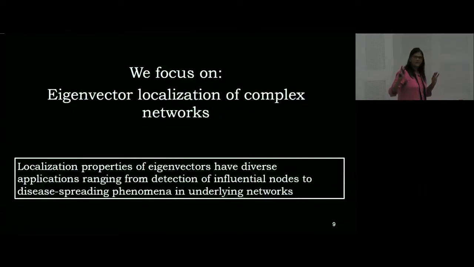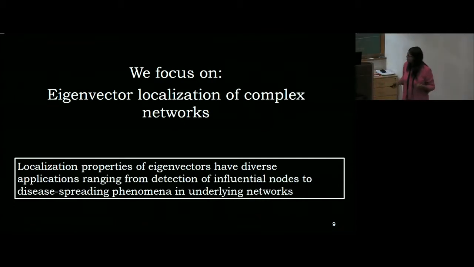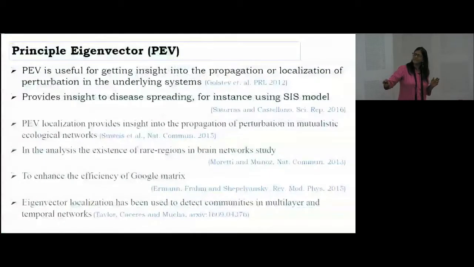Right now I am focusing on the eigenvectors, specifically eigenvector localization. And why eigenvector localization? Because it has diverse applications, ranging from detection of influential nodes in a network, meaning the very important nodes, to disease spreading, and there is a lot of literature already. I have written a few of them here which I found very interesting and useful, or which are landmark works. I'm focusing only on the principal eigenvector, and I will introduce what the principal eigenvector of a network means.